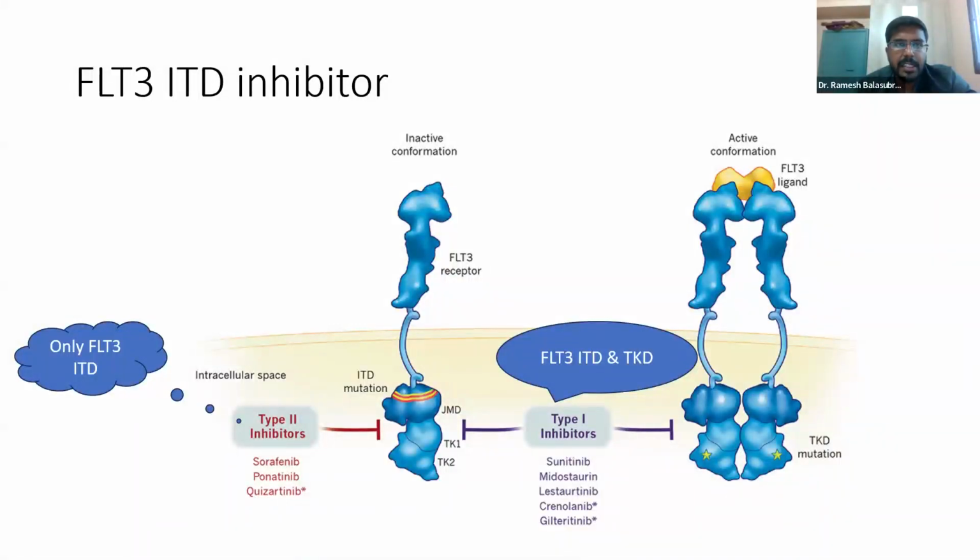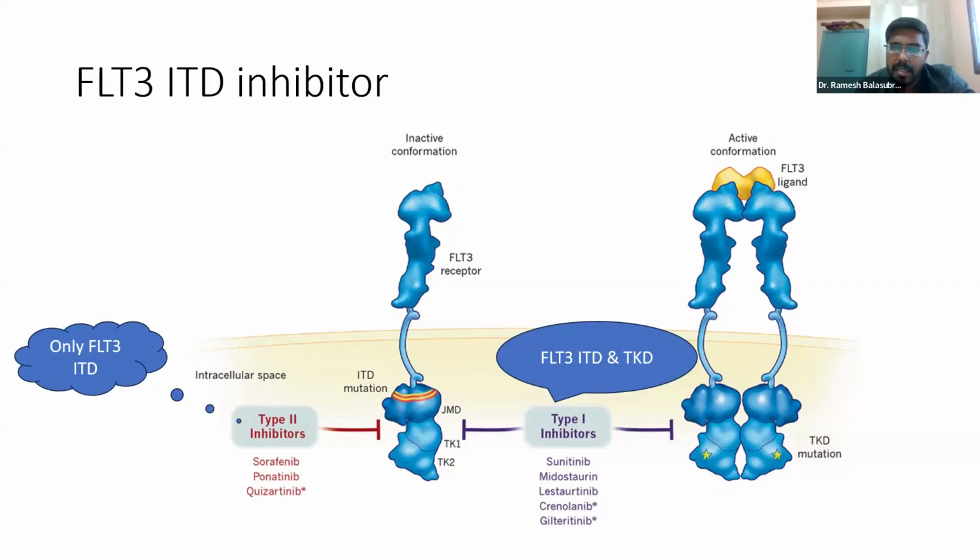So moving to the next target agent, it's a FLT3 inhibitor, FLT3 ITD or TKD inhibitor. The first picture on the left is the FLT3 receptor. If you see, there is a transmembrane domain, an external domain, and an inner domain. In the inner domain, we have the tyrosine kinase domain and juxtamembrane domain, and that is the inactive conformation. When it is dimerized, that is the active conformation.